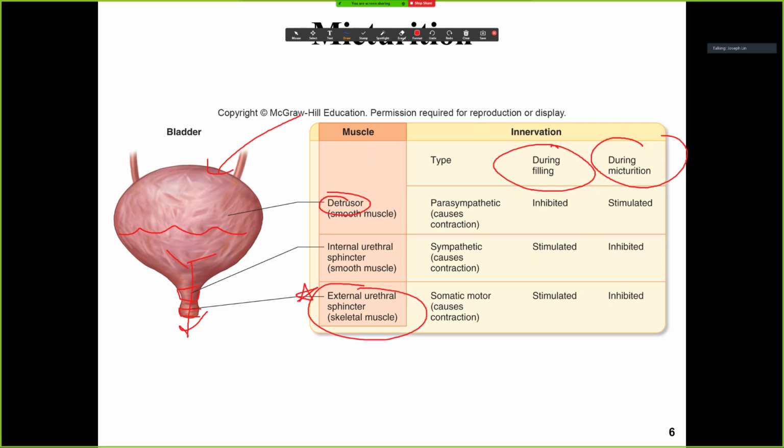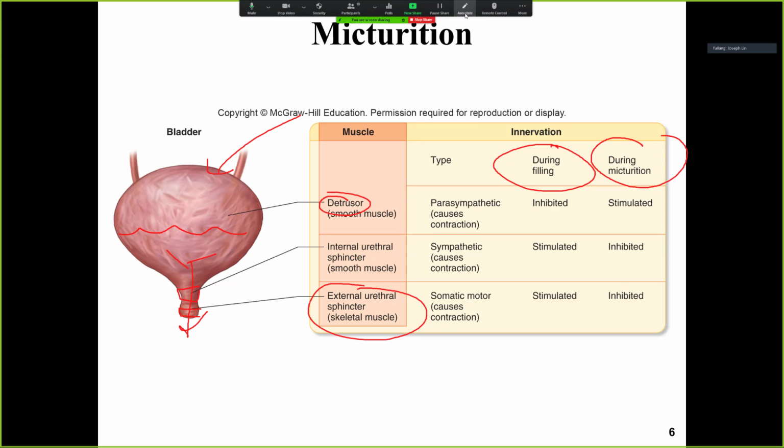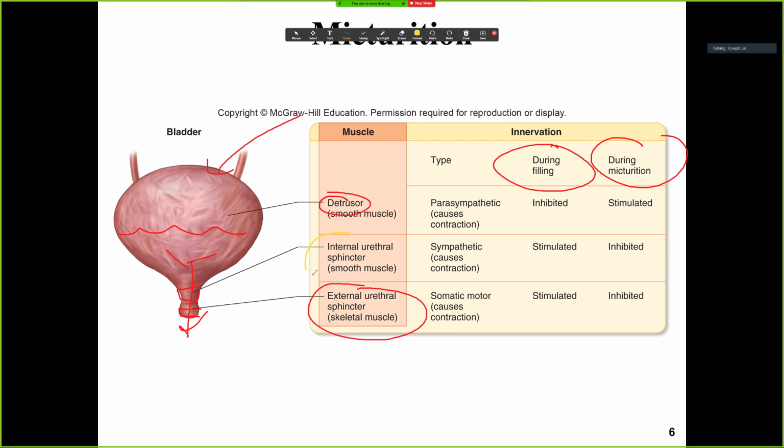You have that aspect of trying to hold that in, and that way you don't have an accident in your pants. But as you get older, or as you have incontinence, or if you have some kind of drug, you might affect the bladder's ability to do that. So the IUS is the one that is under most of the involuntary control. Right? So just be aware of which muscles play what role.